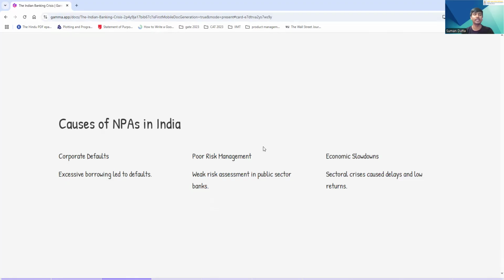And some borrowers misused these funds or failed to manage operations efficiently. And there are external shocks like the pandemic or global economic trends that have led to distress, especially in MSMEs, hospitality, and retail businesses.